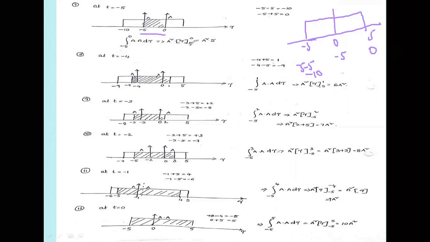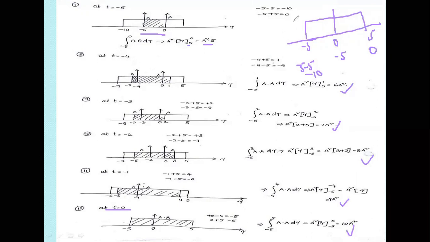Tau is 0 at the upper limit, and applying the lower limit, minus 5, we get 5a square. Next it is 6a square, 7a square, 8a square, 9, 10. Now, as t goes to minus 4, minus 3, minus 2, minus 1, and t equal to 0, both the signals overlap from minus 5 to 5.